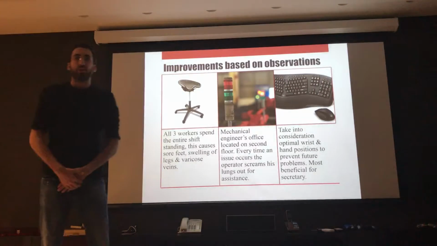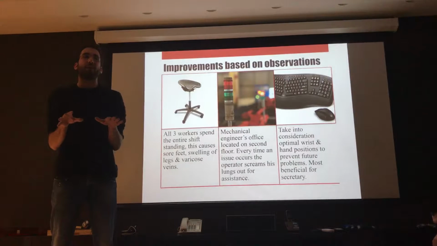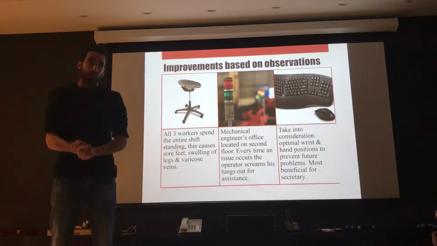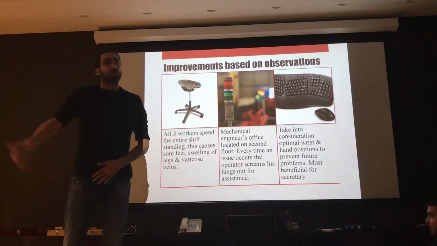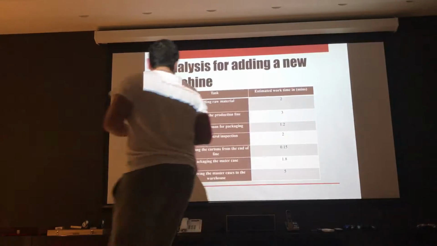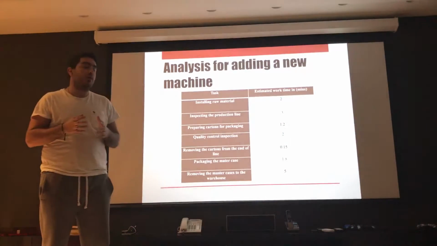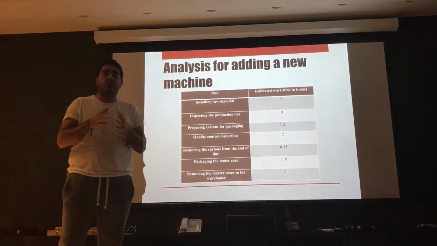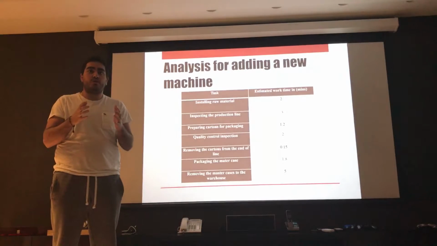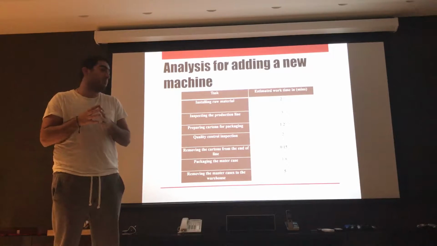The third improvement is the ergonomic keyboard and mouse in order to have optimal hand and wrist positions for the secretary, especially in order to prevent future diseases. Next, the management told us that they'll be buying a new machine, so we decided to do a line balancing for this new machine, or the different tasks that will be handled on this machine.